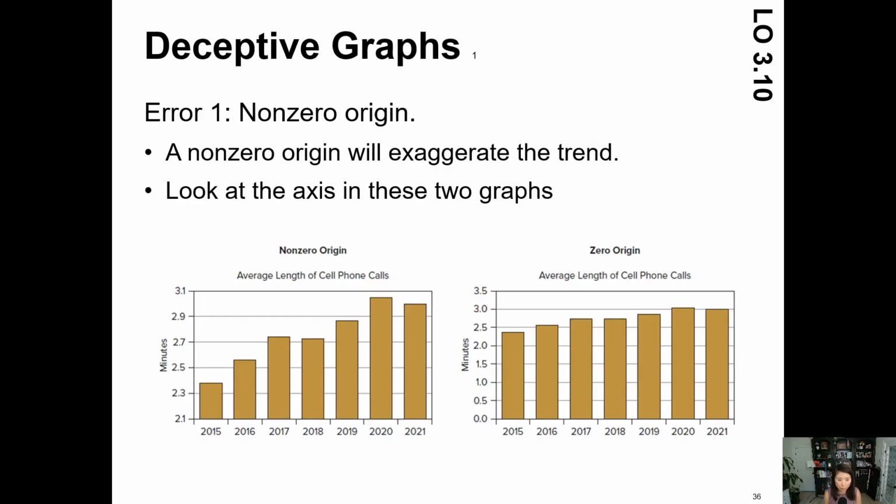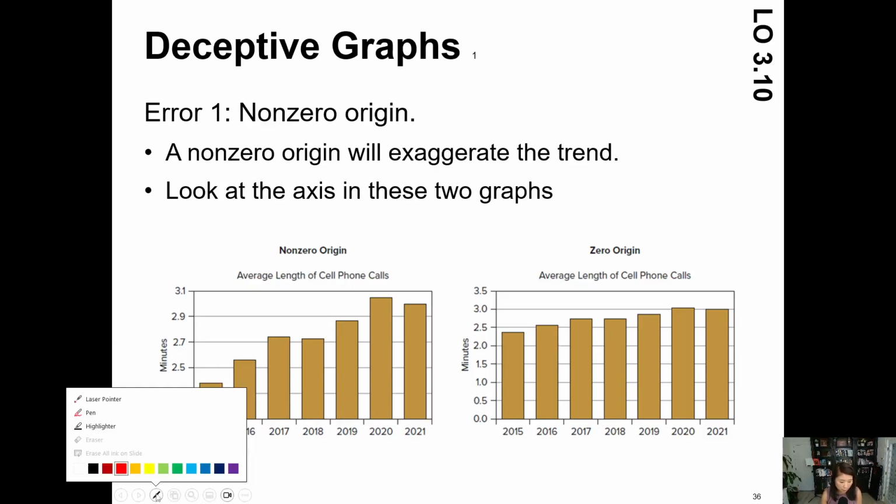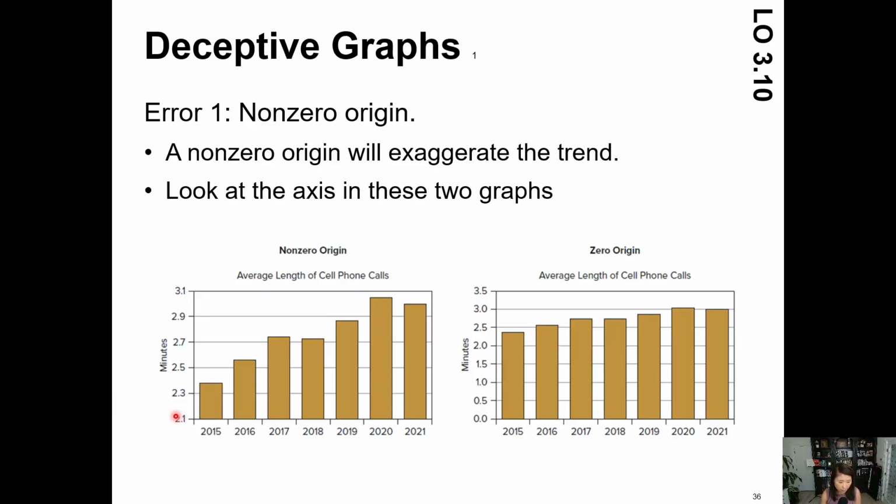I'm going to show you several errors, and you need to fully understand those errors in order to do your homework correctly. Okay, so error 1 is called a non-zero origin. As you look at these two diagrams below, they both indicate the same thing, based on the same data. But the main difference, pay attention to where the bar started. The first diagram, the bar started from 2.1 minutes, and the second one starts from 0.